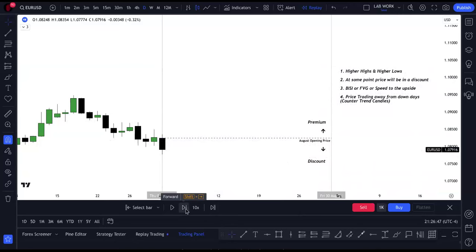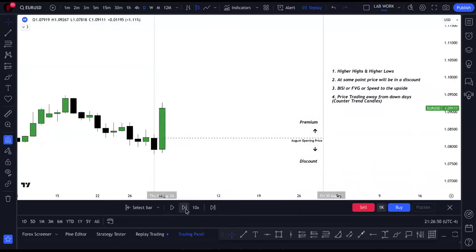Now it's not guaranteed, but it's a sign. So let's play it forward. Whoa. Large candle to the upside after a down close candle. Look at that. Price trading away from down days. Is that not what we see here? It's a down day, and it's also a small range cycle. Price is relatively small still, and then boom, large candle. We haven't had a large candle like that in weeks and days. So it was due. That was very overdue.